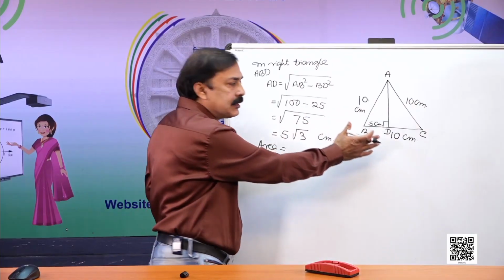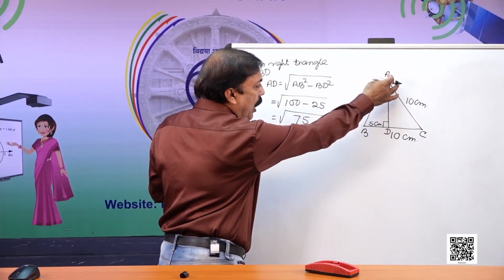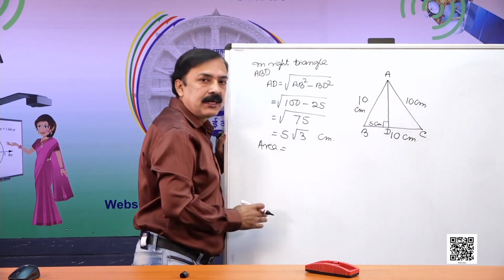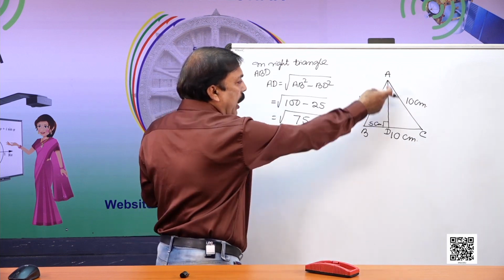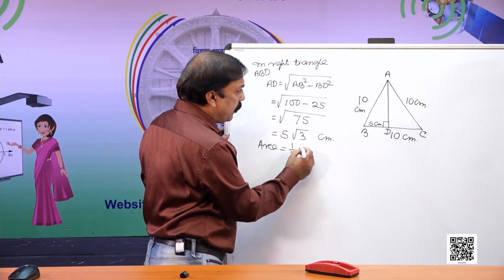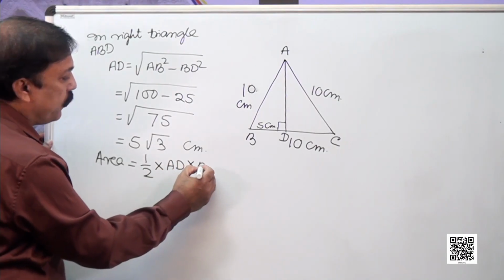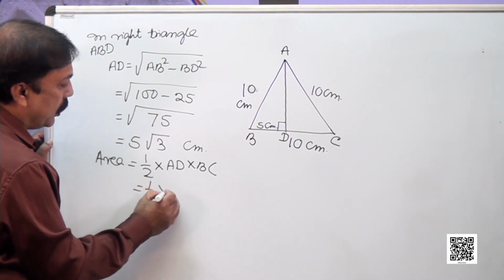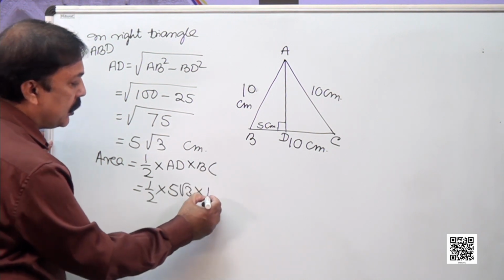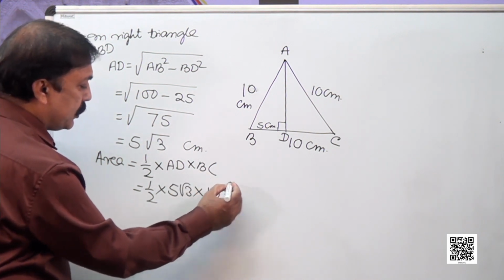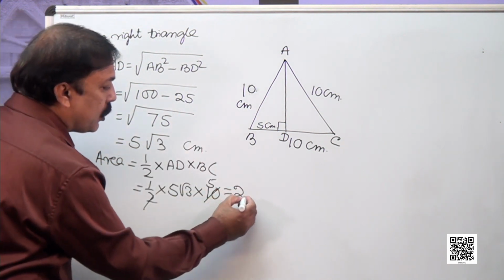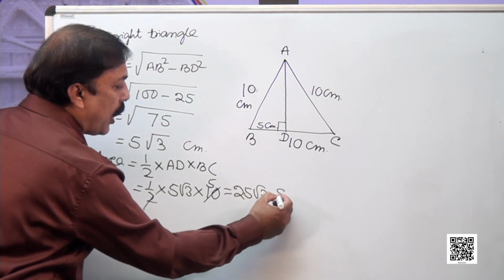So in this case, what did we do? We have to find the height. Because of this peculiarity of this triangle, it is easy to find the height. So from this we have half into AD into BC. AD is 5 root 3 into BC is 10. This gives 2 and this becomes 5. So 25 root 3 square centimeter.